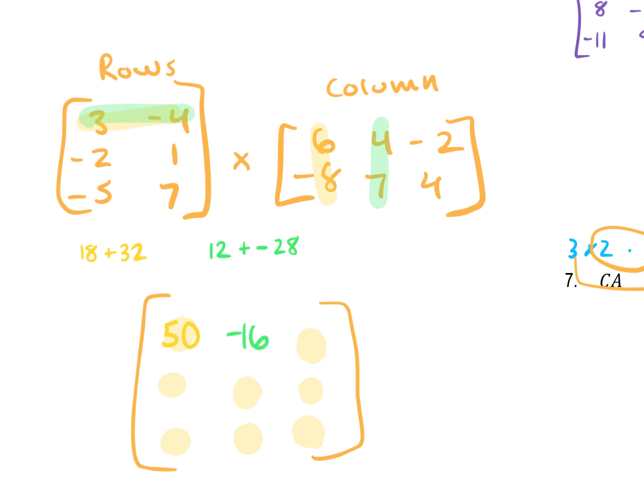Now let's go to the first row, third column. That's going to go in the first row, third column spot. So first times the first would be 3 times negative 2, which is negative 6, plus second times the second, negative 16. So negative 22.